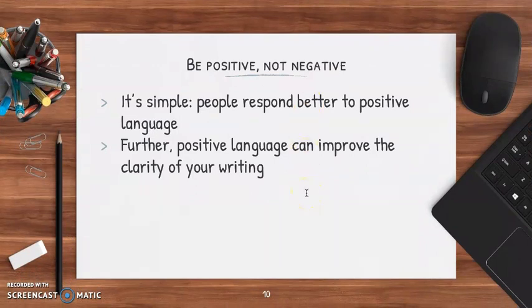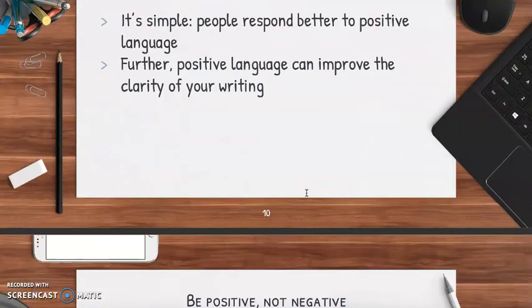The next audience adaptation technique is be positive, not negative. So this is just pretty simple. People respond better to positive language. And even further, positive language can really improve the clarity of your writing. It can help you be a lot more concise.